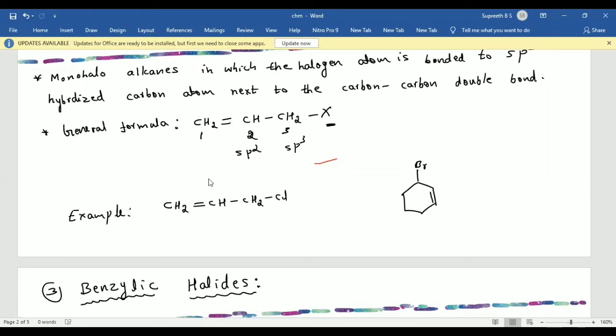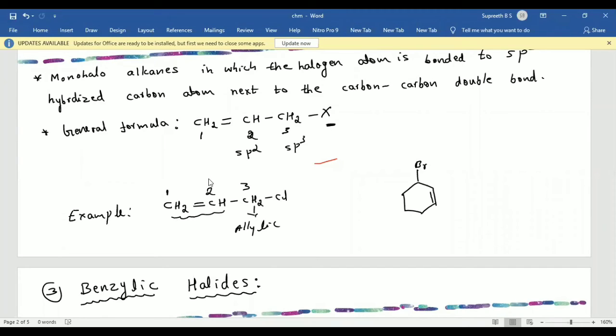So you can take an example, that is CH2 double bond CH2Cl. In this case, this one is the first carbon atom, that is sp2 hybridized, the second carbon atom is sp2 hybridized, the third carbon atom is sp3 hybridized, right? So this one is now the allylic carbon. Then you can observe the chlorine atom, that is the halogen atom, directly attached to this third carbon, the allylic carbon. The halogen atom is directly attached to an sp3 hybridized carbon atom next to the carbon-carbon double bond.